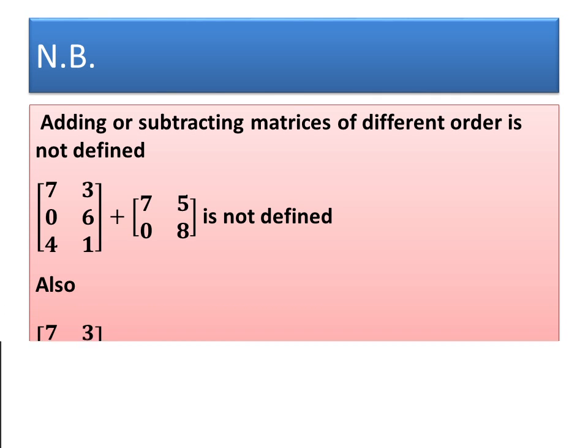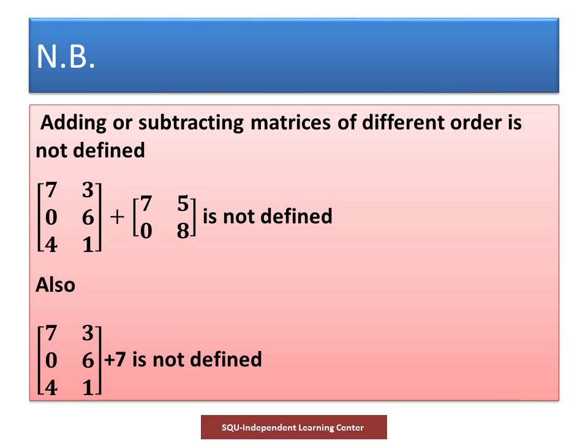Also, I have some students asking, what happens if I add a number to a whole matrix? This is not defined, and we see in front of us an example. A 3 by 2 matrix added to 7. We cannot perform addition.